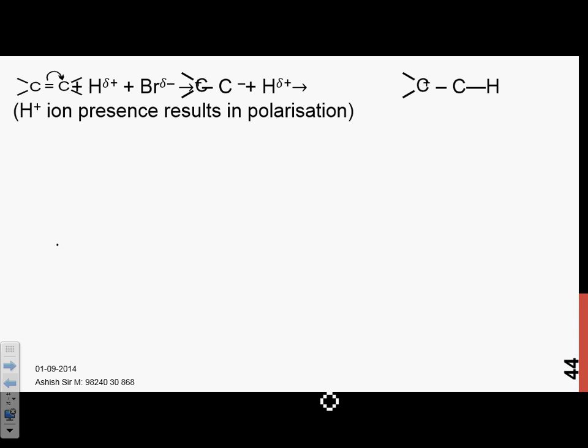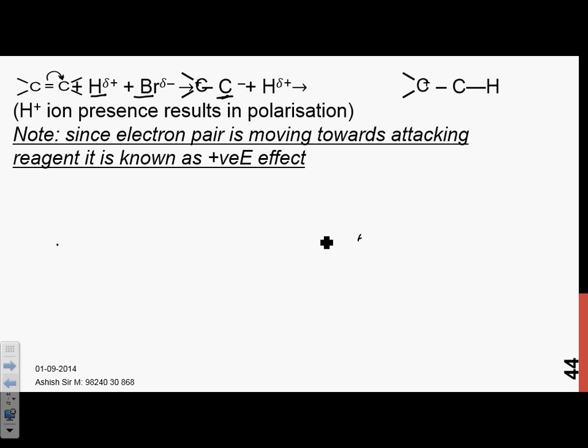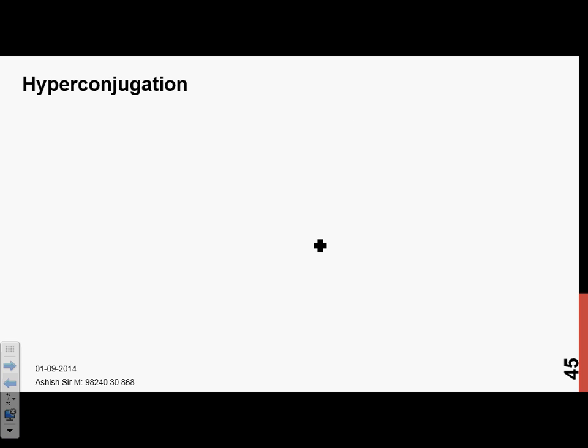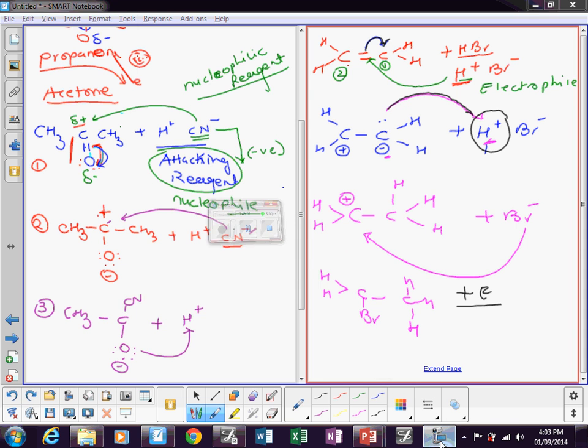Here the H plus ion is shown with a C double bond C, H plus and Br minus. In the presence of H plus, the electron pair is shifted to this carbon, you can see the negative charge, and H plus gets connected with it. Correct or not? Yes or no? Your book shows it like this, but I explained the full reaction, how it happens. Since the electron pair is moving towards the attacking reagent, it is the positive electromeric effect. Hyperconjugation next time. I hope you have understood. Yes or no?